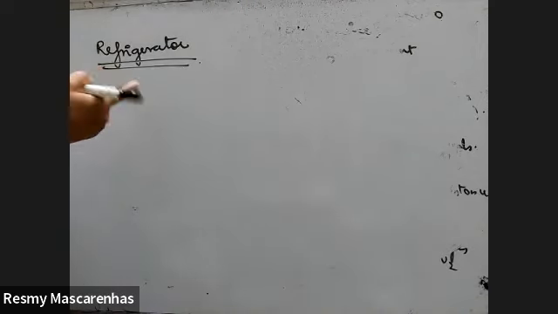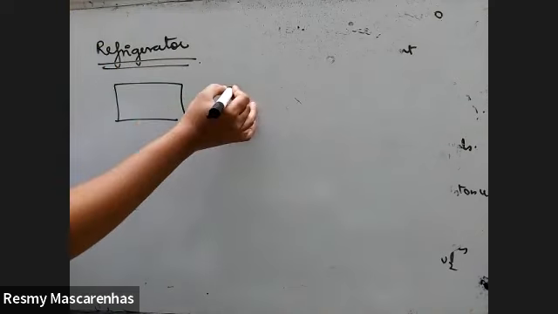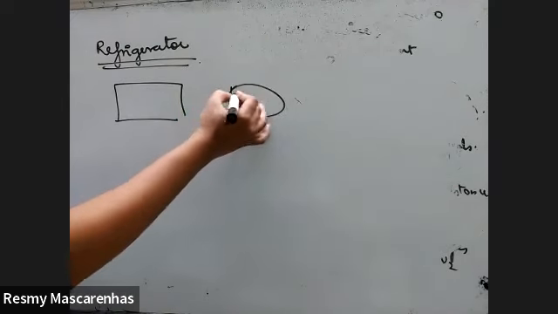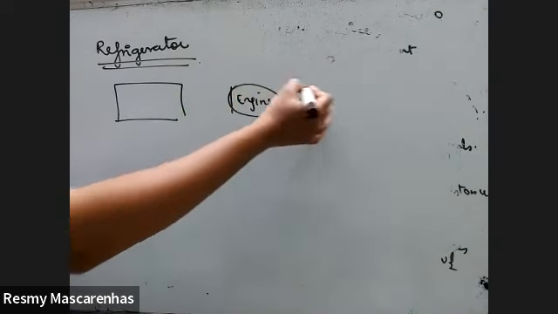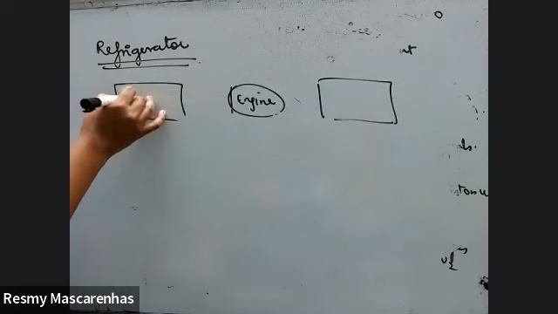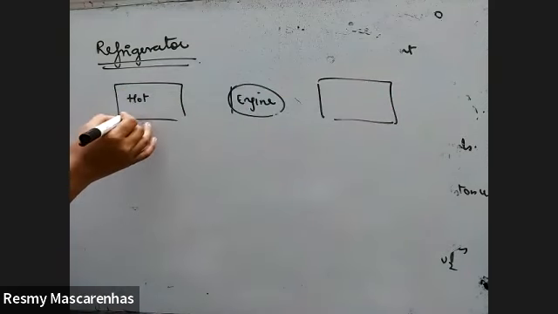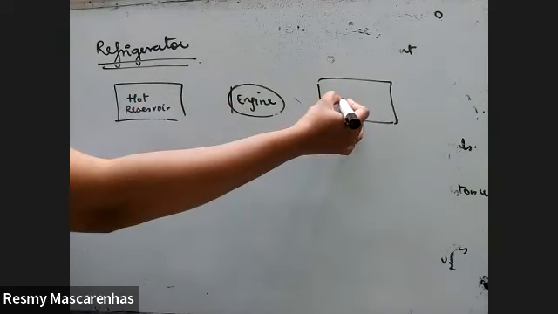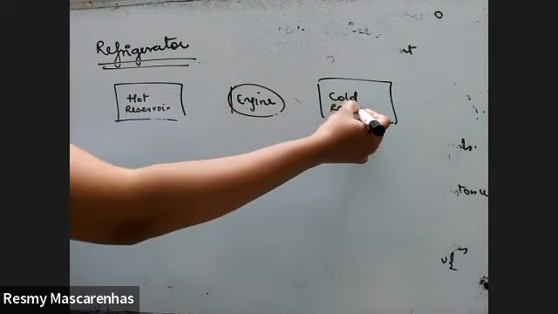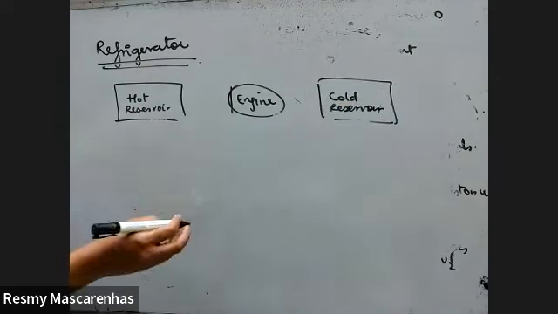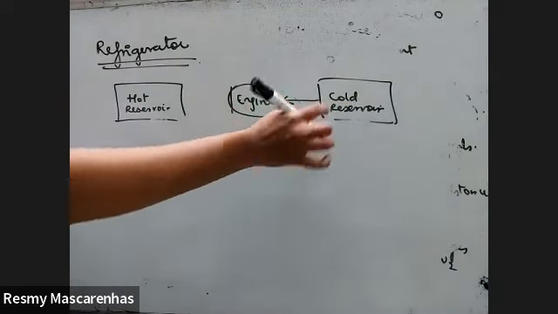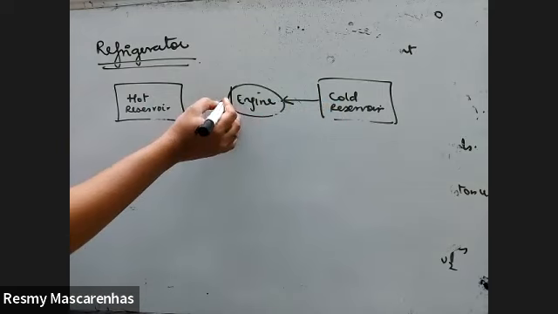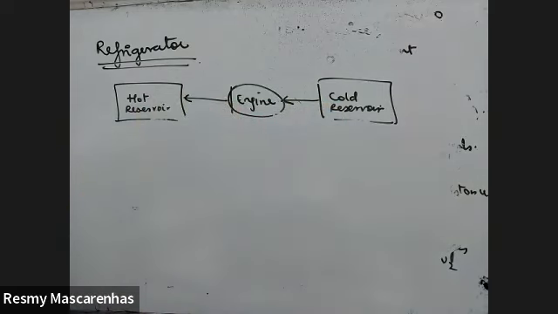Now the refrigerator works a little bit in reverse. What it does is the same thing: the engine is there in the middle, the same hot reservoir, and this is the cold reservoir. The only thing that is happening now: who is the source here? This one, the cold one. Why? Suppose this is the fridge inside.